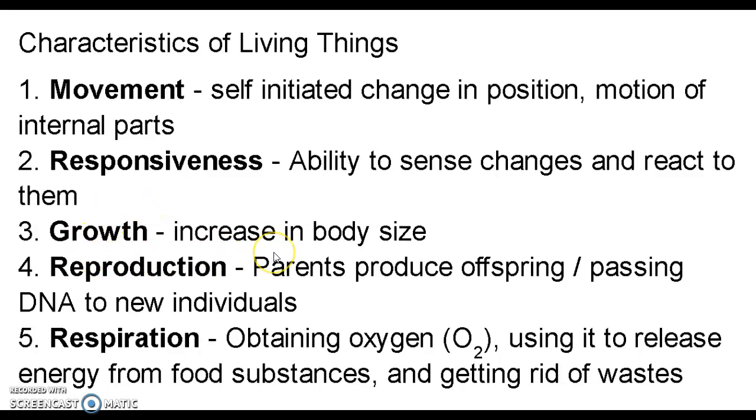Growth. We increase in body size. And humans reproduce. Parents produce offspring, passing DNA to new individuals. Sexual reproduction is how we create whole new humans, and there's actually asexual reproduction going on within our bodies too. Our cells, like our skin cells, stomach cells, they need to reproduce asexually in order to replace any dead or damaged cells.